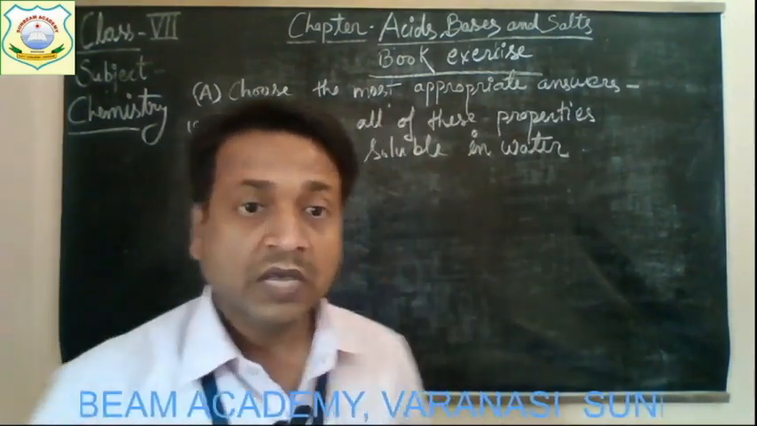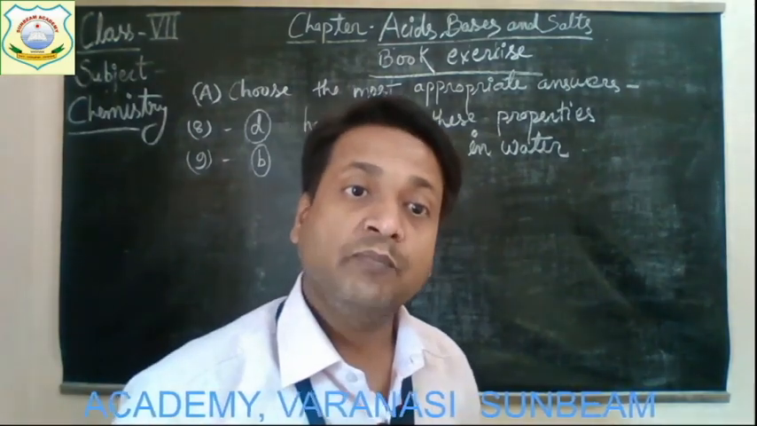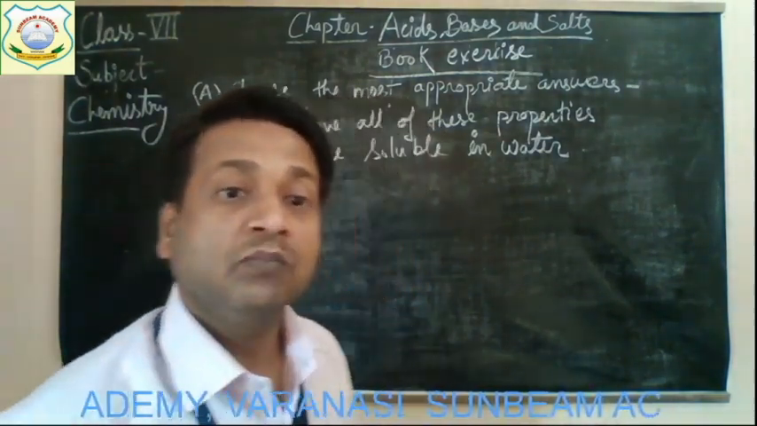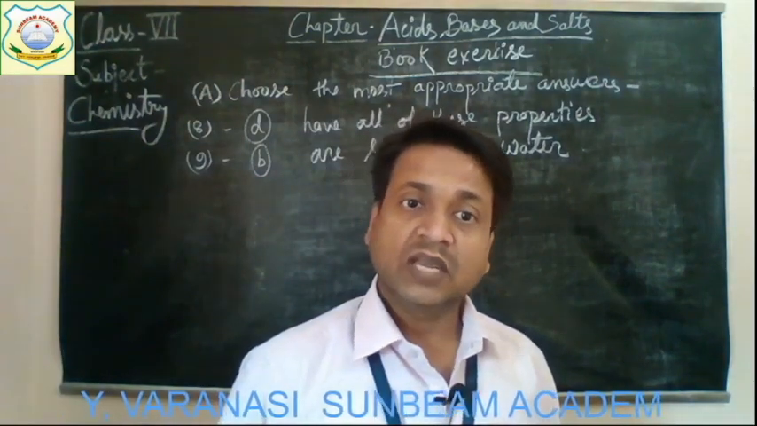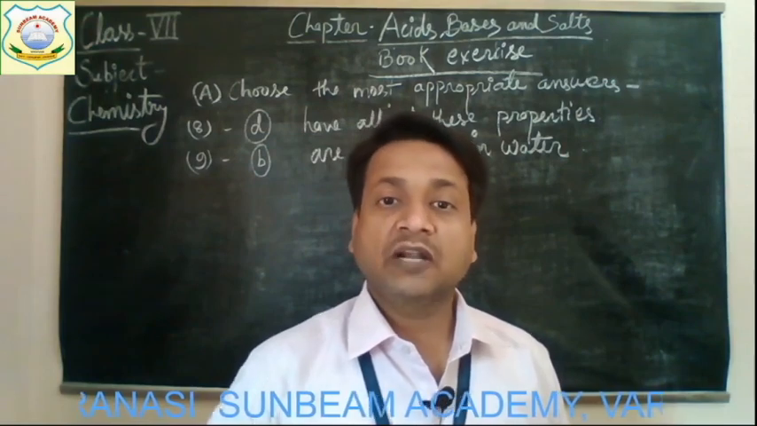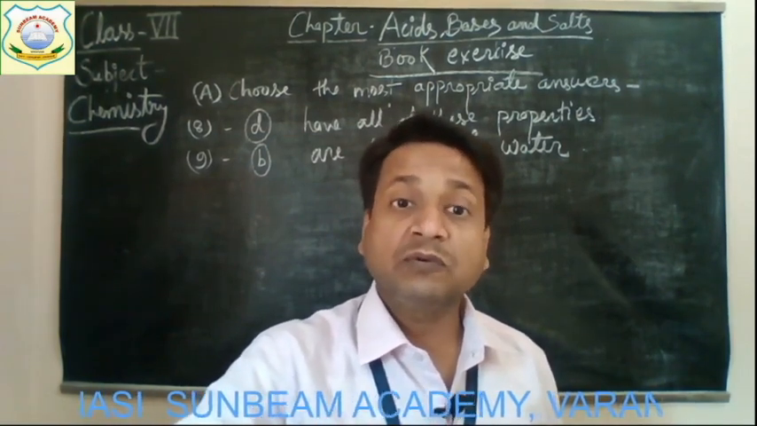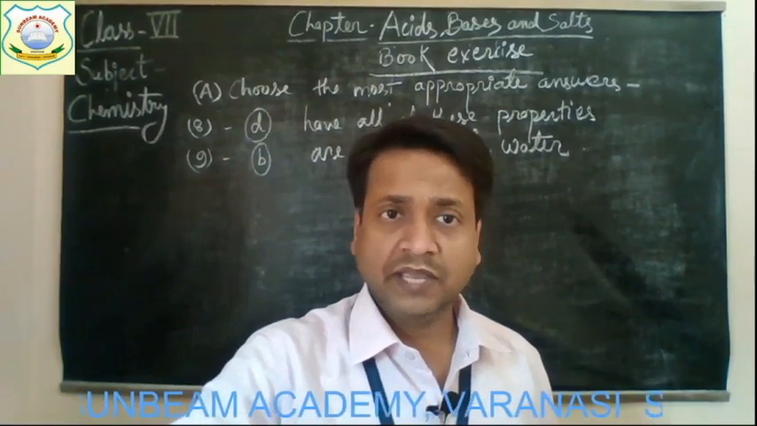Understood children? So these all are the questions of exercise A of the book, that is, choose the most appropriate answer. Alright? Now come to the next book exercise, that is very short answer questions, and you have to write the answer just in one word. Okay?